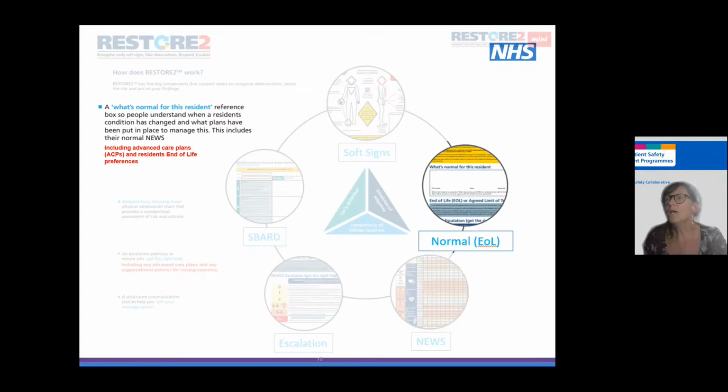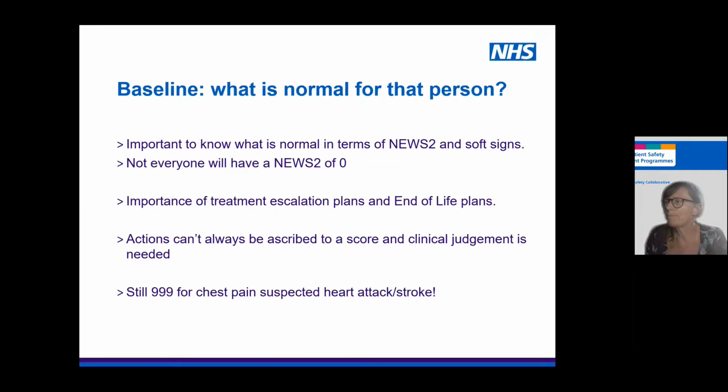So the next aspect of Restore2 is what's normal for your resident. And this is where the paperwork encourages care homes to document what's normal for their resident. And this is sometimes where primary care comes in as well. If there's a complex resident, they may need some support with some of the baselining around News2. And we'll hear Kim Gardner talking a little bit about that later. But again, this is where the treatment escalation plan and respect links come in, so that the person's wishes work in conjunction with that and are demonstrated within the Restore2 paperwork.